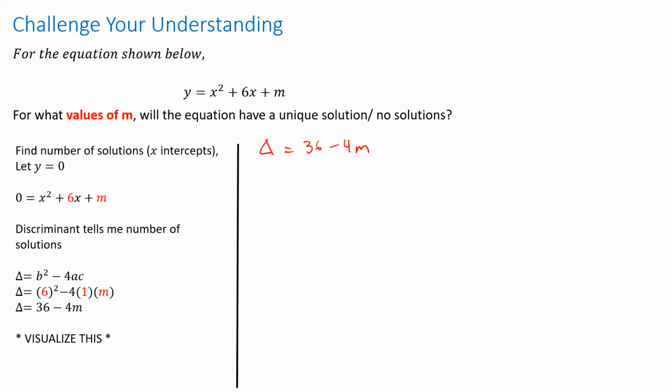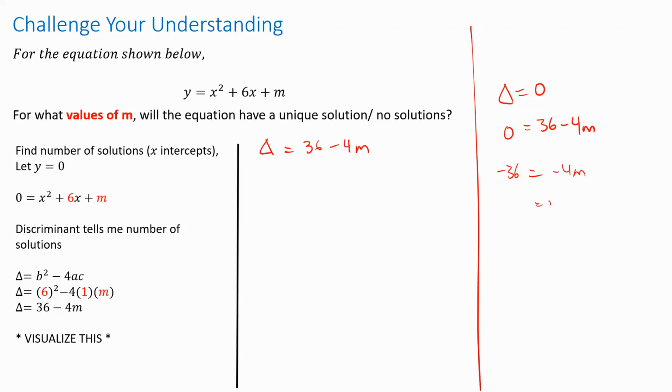Now let's test that. If I wanted to have only 1 axis intercept, let's try it. If I let discriminant equal 0, so that means 0 equals 36 minus 4m. Let's solve for this. Minus 36 on both sides, minus 36, minus 4m. M has to be 9. So apparently, if m was 9, I should have 1 axis intercept. Let's test that.